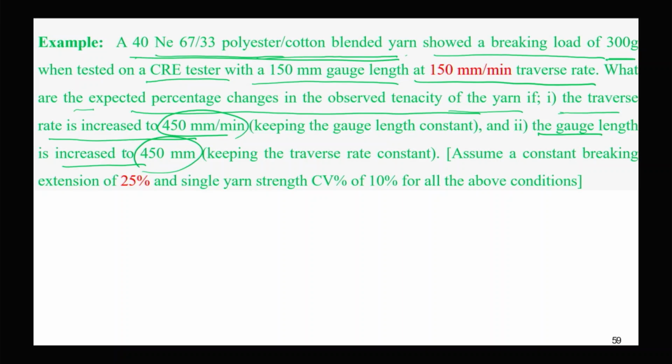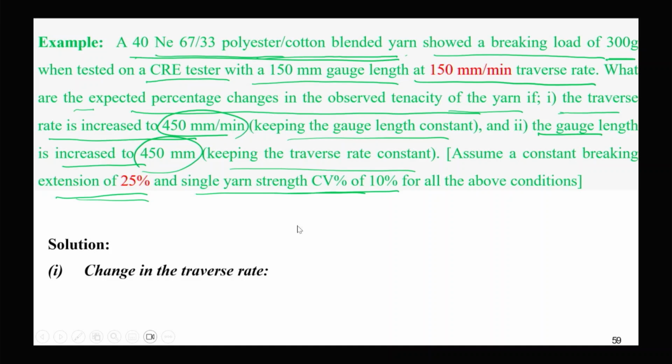So when we increase the traverse rate, we are keeping the gauge length constant, and when we increase the gauge length, the traverse rate is kept constant. Okay. Assume a constant breaking extension, so always the breaking elongation is 25%, and single yarn strength CV is 10% for all the above conditions. These are the assumptions. Now let us try to do one by one.